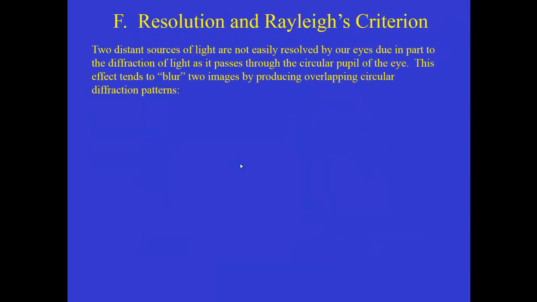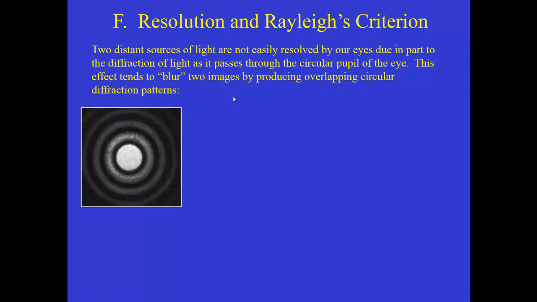Okay, now let's move on and cover this concept of resolution. Diffraction, because it represents the bending of light when it passes through an opening of some kind, imposes an ultimate limit on our ability as human beings, who have a circular aperture that lets the light into our eye, to resolve two different sources, to be able to perceive them as two different sources. So that diffraction, the bending of the light as it passes through the pupil, tends to blur the light that comes from two images by producing overlapping circular diffraction patterns.